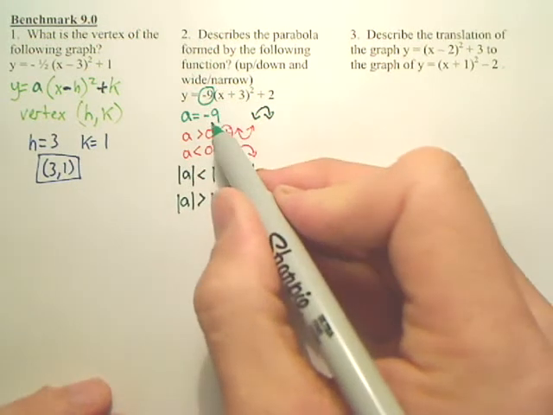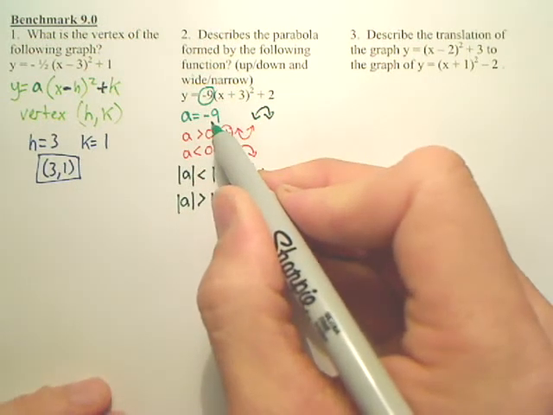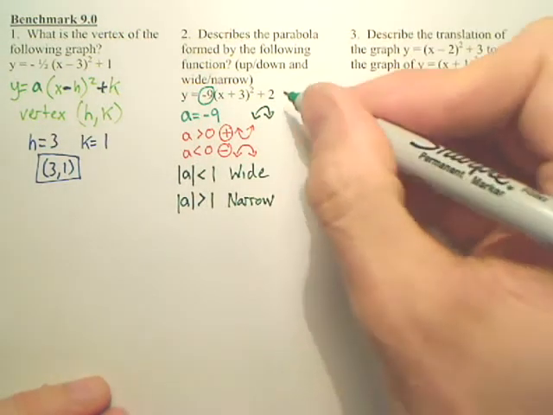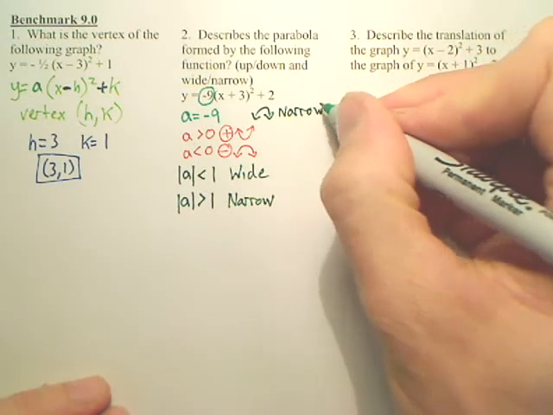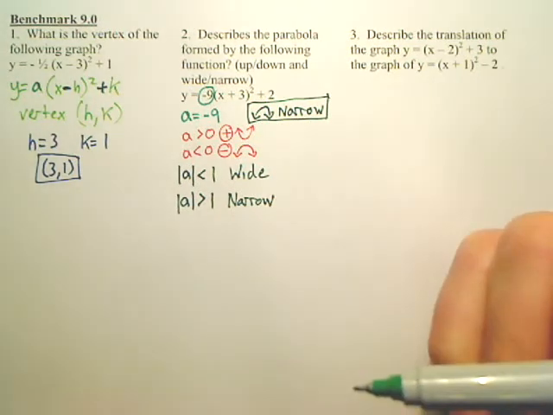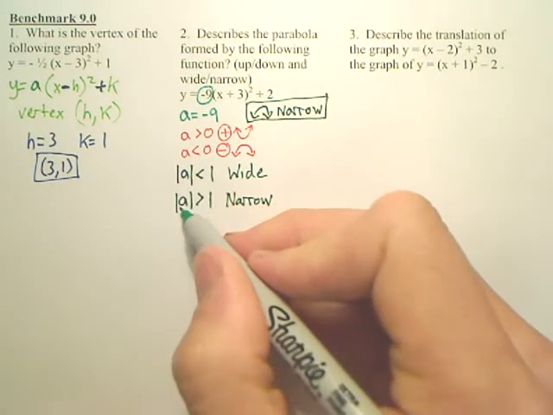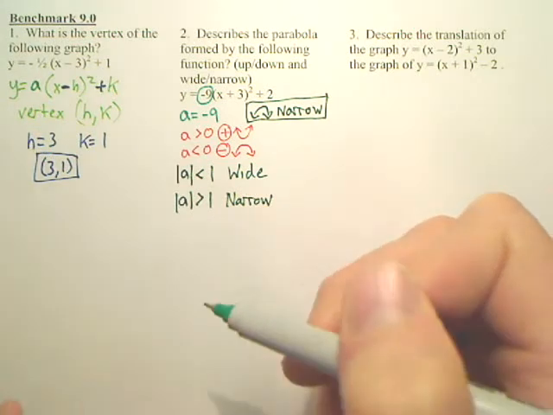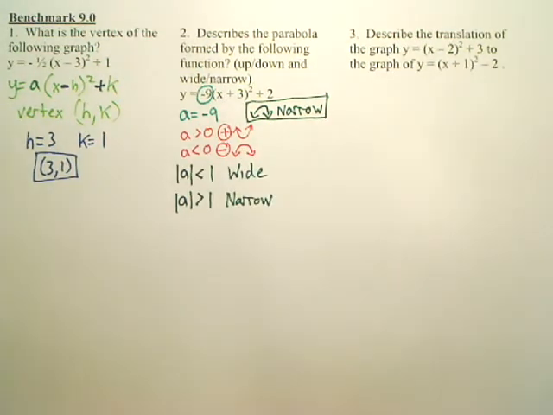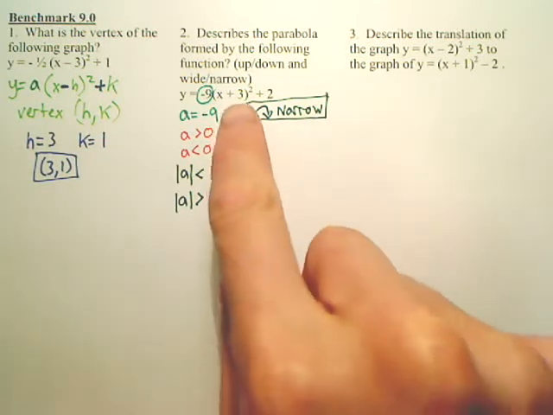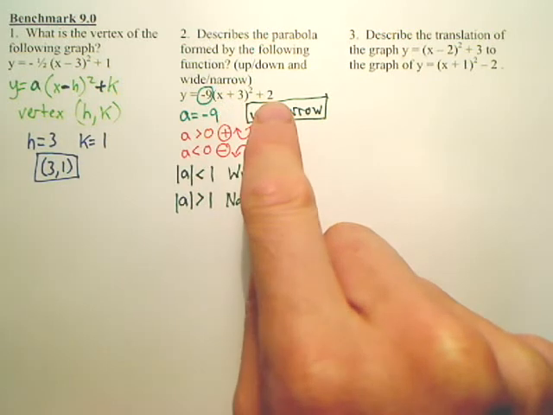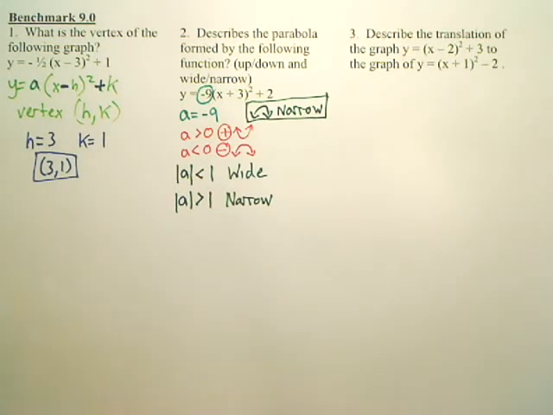So in this situation, what's the absolute value of -9? 9. Is 9 greater or less than 1? It's greater than 1, so this is going to be narrow. So this particular problem is down and narrow. Again, absolute value means focus on the number, not whether it's positive or negative. Here, you focus on the positive or negative to see if it's happy or sad. By the way, the vertex for this one is (-3, 2). You don't need to know it, it's just good to look at.